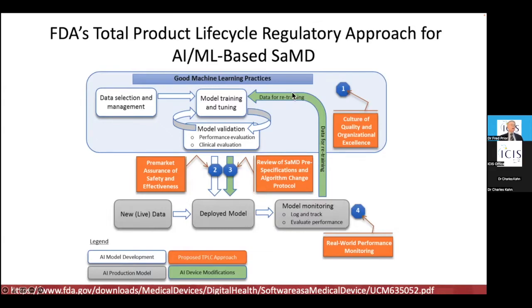And so they want to monitor that retraining part of the pipeline, because they understand that the algorithm isn't static in practice, but it will continue to learn, and it may actually wander off the reservation and no longer be reliable. So there's a long-term monitoring process built into their regulatory approach. And I think that's an important part of this. They also focus on data selection and data management, how you train and tune the algorithm, which is really important. And then, of course, how do you validate that, which requires appropriate data for both training and validation.